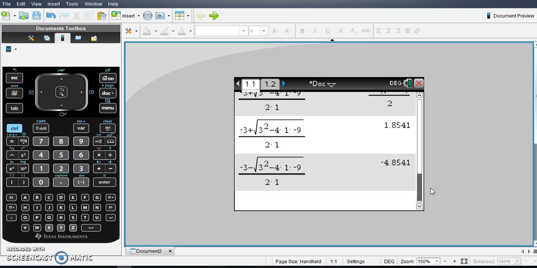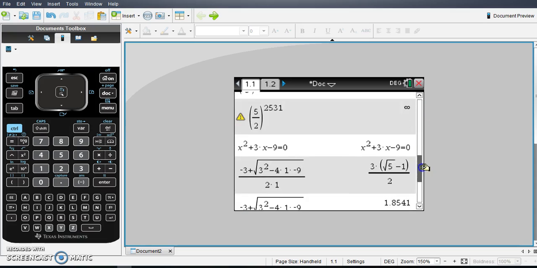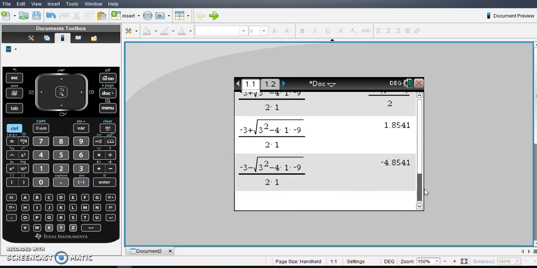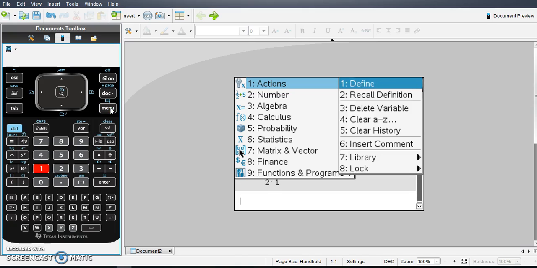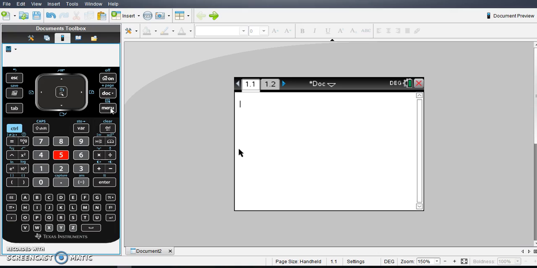You've probably noticed that we've used quite a lot of lines in the calculator application. And according to what I've read about the calculator, this application can store up to 99 lines of information. So, if you find yourself getting a little bit close to the edge, what you can do is say Menu, number 1 for Actions, and I can press number 5 to clear the history, and that wipes everything I've done. And then you can start again from scratch.